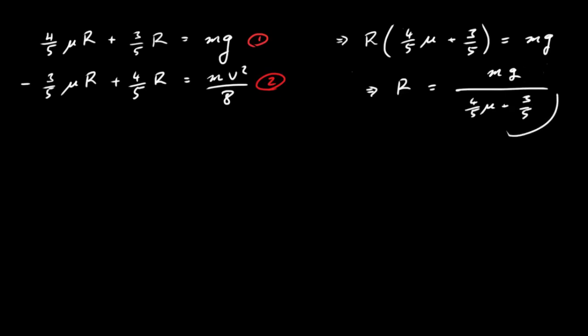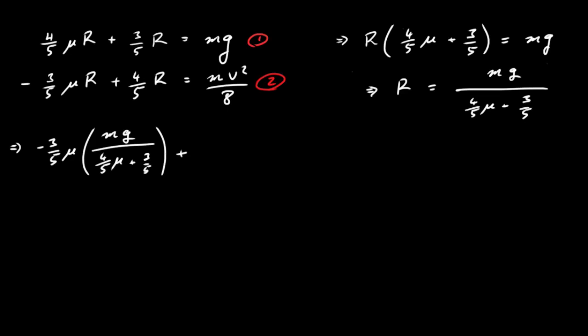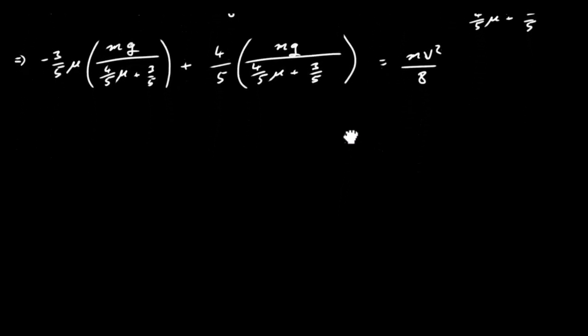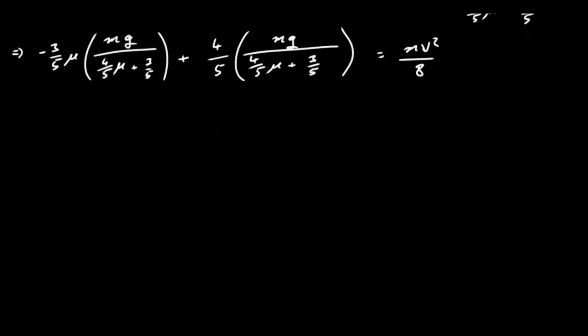What I'm going to do is substitute this into equation 2 here. So that'll give me minus 3/5 mu times mg over 4/5 mu plus 3/5. That's the r, plus 4/5 times mg over 4/5 mu plus 3/5. All that's equal to mv squared over 8. Okay, so now I have an equation with just mu in it, so I can just solve for mu.